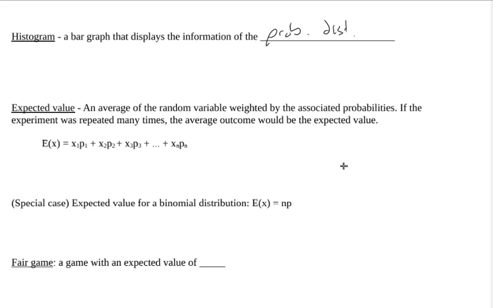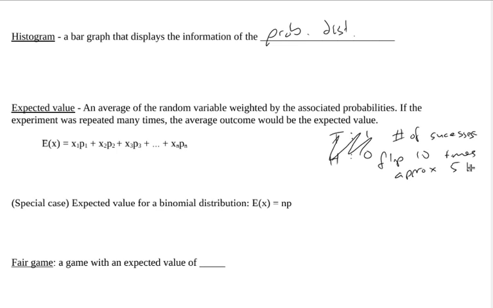So let's say you're flipping a coin and you assign tails a value of 1 and heads a value of 0. Actually, let's just say the number of successes is going to be our random variable. If you flip the coin 10 times, then most people have an intuition here. You would expect to find approximately 5 heads.